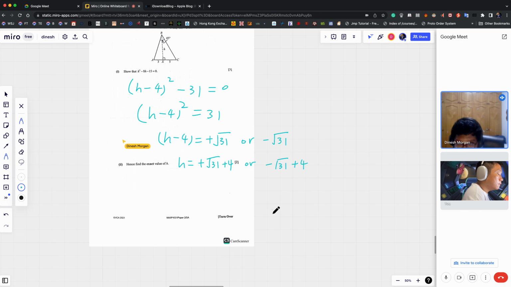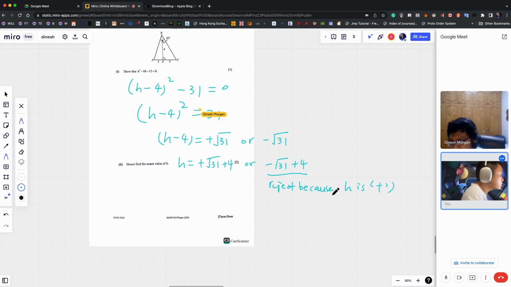Oh yeah. But it can't be negative 31 plus 4 because h must be positive. So basically you have to check whether this is a positive value or negative value, then reject accordingly. So you need to reject this because h is positive. Okay, good.